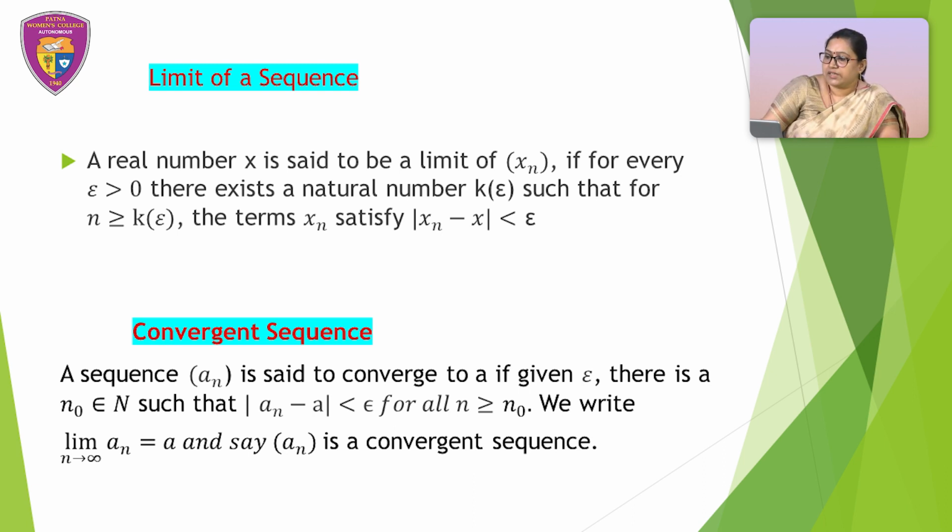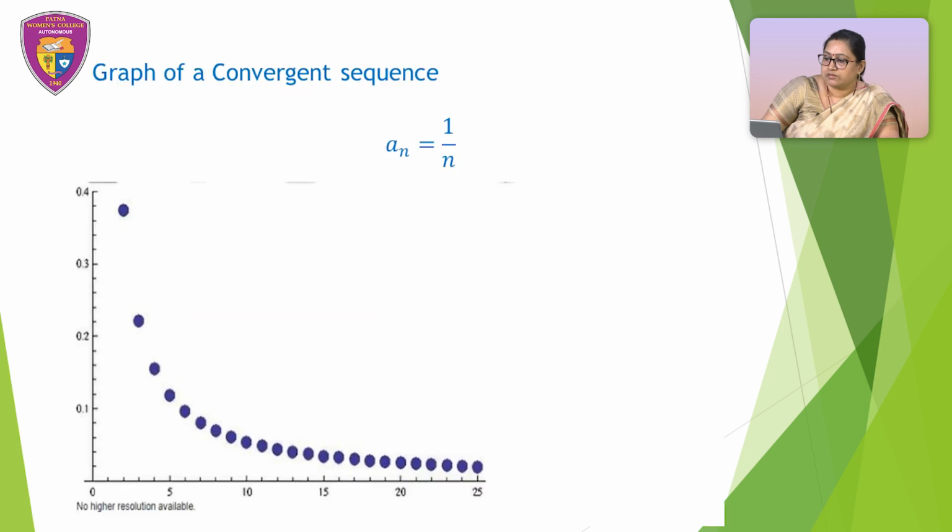Graphically, you can see that here we have the sequence an equal to 1 by n, and we know that the limit of the sequence is 0, and this is an example of a convergent sequence. Here you can see that all the terms of the sequence are in a monotonic decreasing manner, and they are approaching approximately 0.